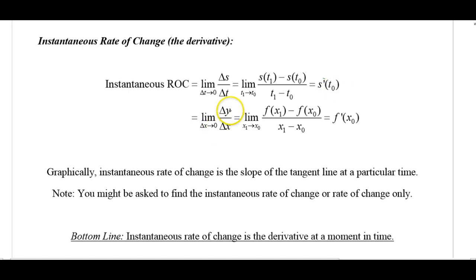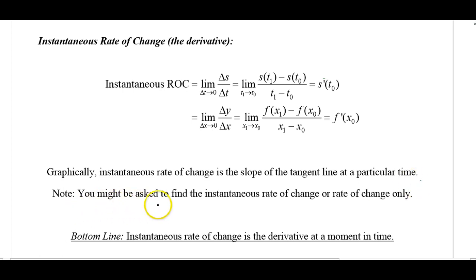Or we can generalize it with y's and x's, so the limit as delta x approaches 0 of delta y over delta x, which translates to this difference quotient, f prime of x0. So when asked to find instantaneous rate of change, it's equivalent to asking to find the derivative. And the derivative, we said, was the limit of a difference quotient, the slope of a tangent line, and finally, the instantaneous rate of change. So graphically, instantaneous rate of change is the slope of the tangent line at a particular time. So now we're really connecting those three different definitions of the derivative at this time.